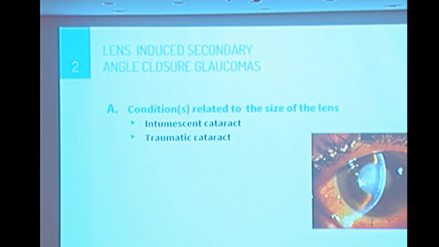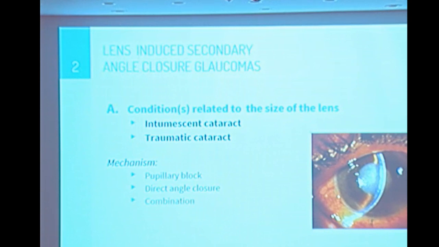So this will increase the size of the lens. What's the mechanism? Some of you said a pupillary block. Yes, this is one way of inducing phacomorphic glaucoma, or lens size can induce secondary angle closure glaucoma by pupillary block. But again, if the lens is too large, it can directly tamponade the iris against the angle, so either by pupillary block or direct closure of the angle, or both of them.